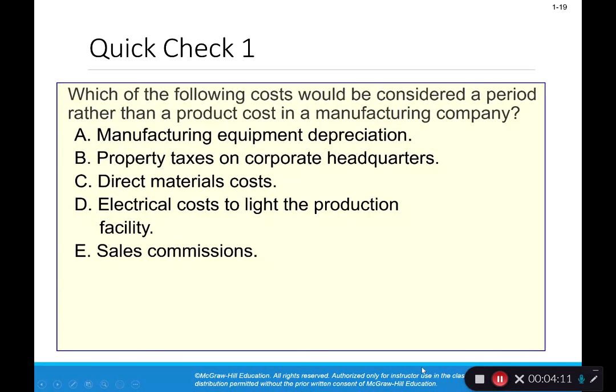So let's test your knowledge. Which of the following costs would be considered a period rather than a product cost in a manufacturing company? I'd recommend you pause the video now, give it a go, and see if you are right when you come back.